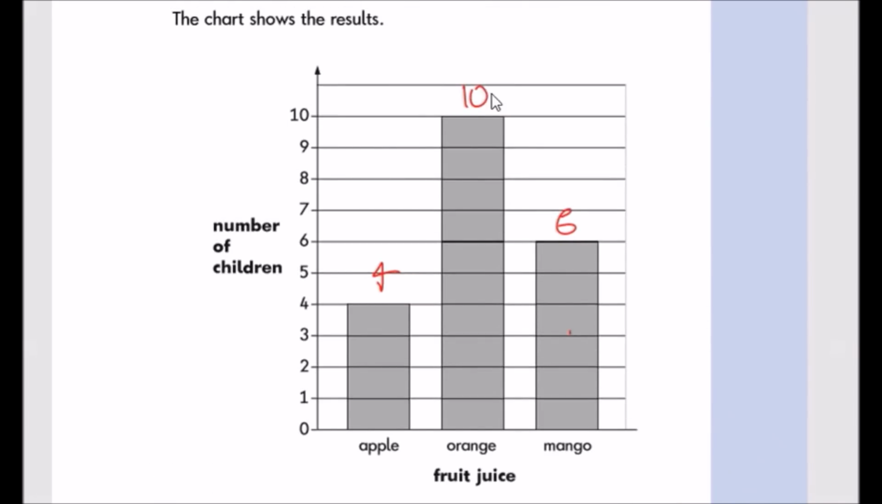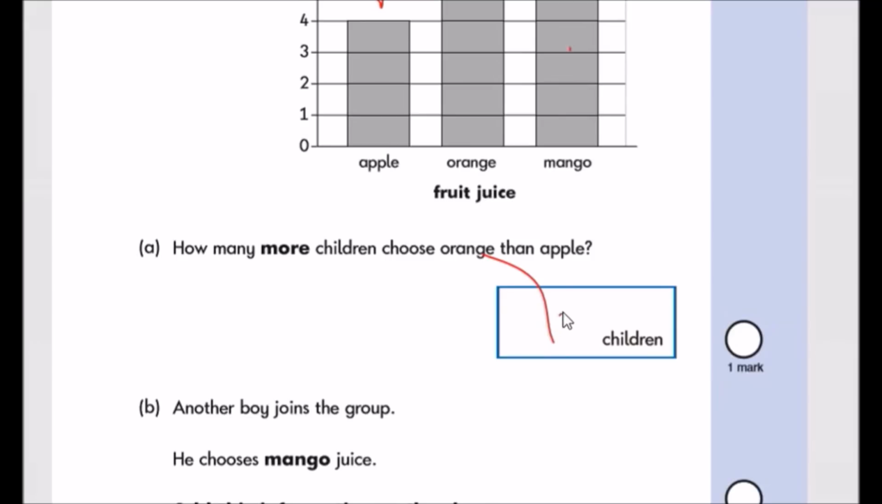Now, how many more children choose orange than apple? So it looks like 10 choose orange, but 4 choose apple. So how many more is that? Well, we should know our number bond. So we can do 10 take away 4. And 10 take away 4 should give us 6. Okay, so let me rub out that line.